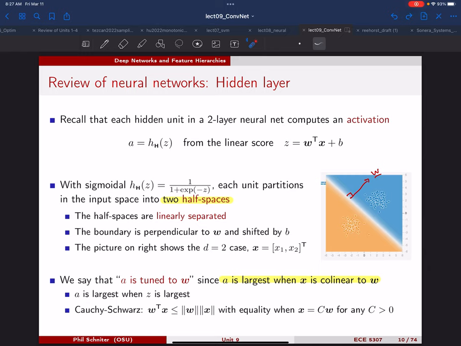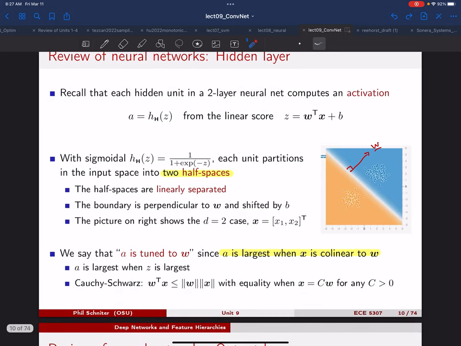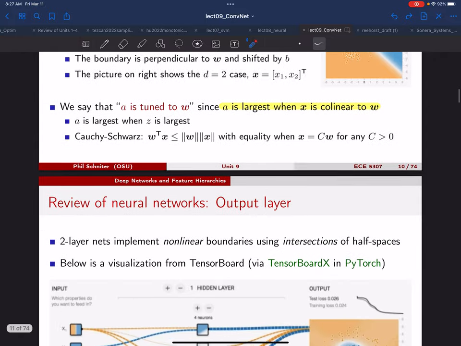Okay. Another way to think about it is using Cauchy-Schwarz. We have this relationship here that if you look at the inner product between W and X, this is bounded by the norm of W times the norm of X. And you get an equality when X is collinear to W. So this is what happens in that first layer, or in a one-layer network.